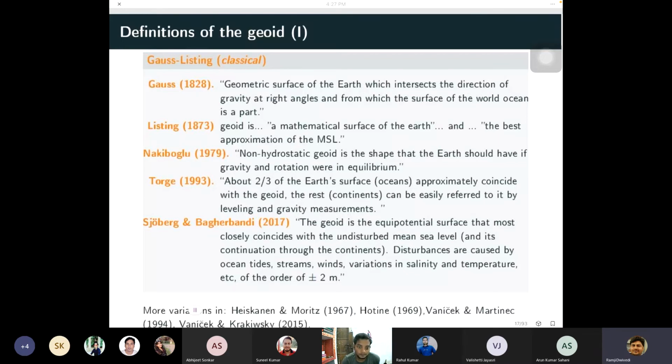Then there is a very recent definition, in 2017: the geoid is the equipotential surface that most closely coincides with the undisturbed mean sea level and its continuation through the continents. Disturbances are caused by ocean tides, streams, winds, variation in salinity and temperature, etc., of the order of plus or minus 2 meters. And that's true, because nowadays, with changes in climate, your gravity fields, attractions, the tides are there in the ocean. So geoid is primarily defined as an equipotential surface.